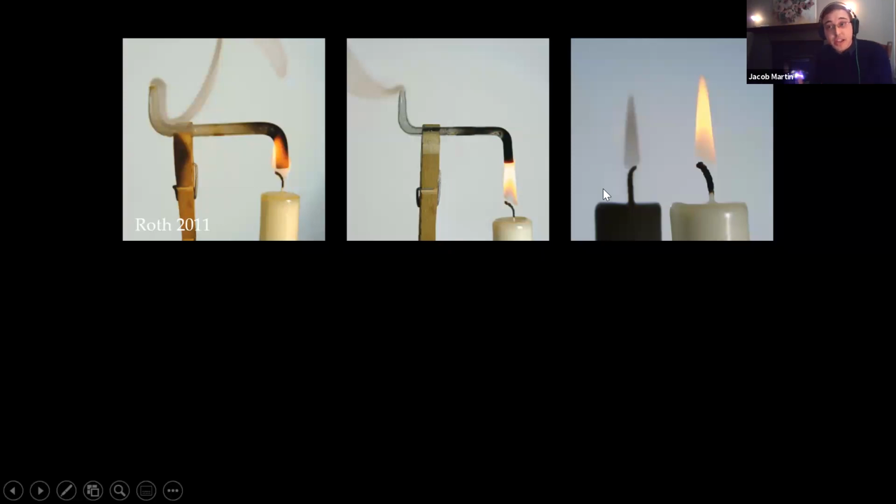To show that actually what's in the flame is a solid particulate, he cast a shadow with the flame. And this shows that not only is whatever's in the flame able to emit light, but also that it can absorb light. And so this shows that there's actually some sort of particulate matter inside the flame.